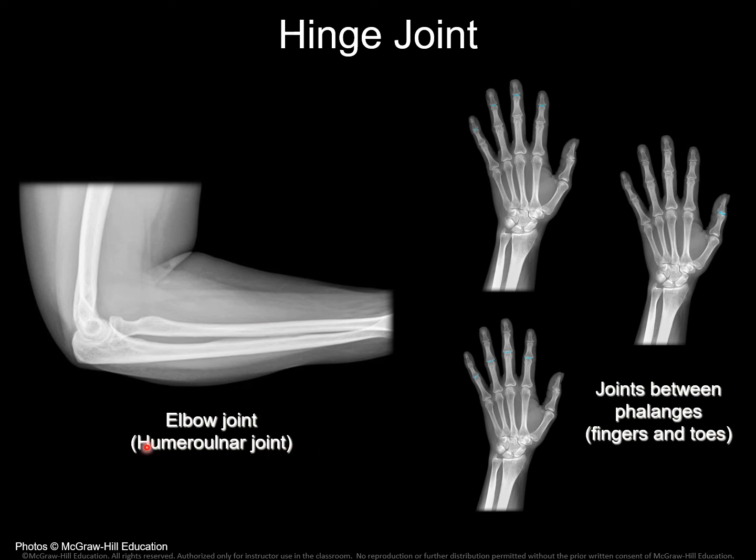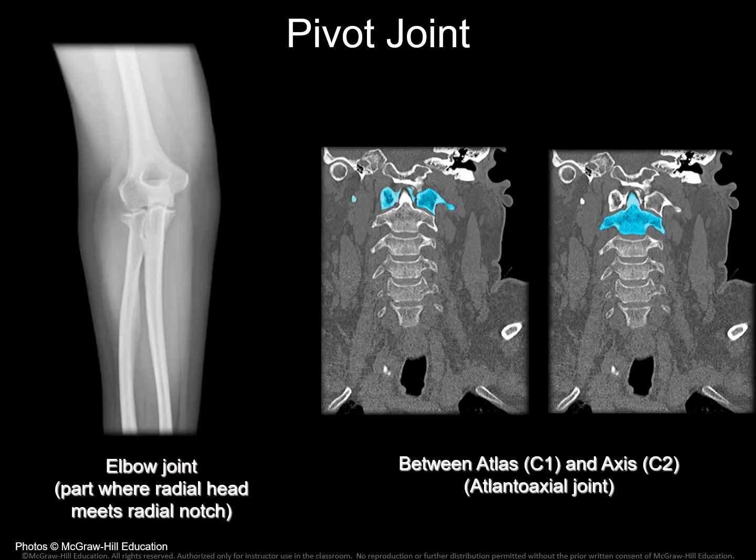Here are some hinge joints: we have the elbow and the phalanges, and then the pivot joint. I'm sorry, I did say there was a mistake on that one slide, but it's only a typo. Basically, the radius and the ulna meet up at a place called the radial notch. That joint right there is classified as a pivot joint. So technically, this is one of your radioulnar joints.